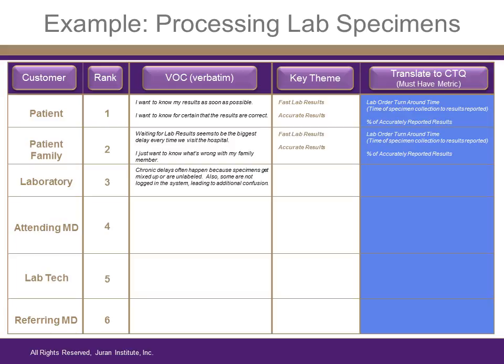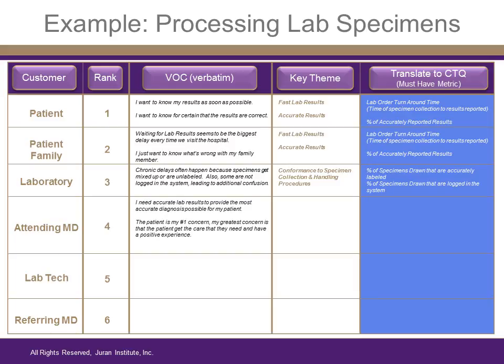In the case of the laboratory customer, the VOC recorded chronic delays often happen because specimens get mixed up or are unlabeled. Also, some are not logged in the system, leading to additional confusion. Our key theme from the voice of the customer is conformance to specimen collection and handling procedures, which translates to the CTQ, percentage of specimens drawn that are accurately labeled, and percentage of specimens drawn that are logged in the system. Our fourth ranked customer is the attending MD.